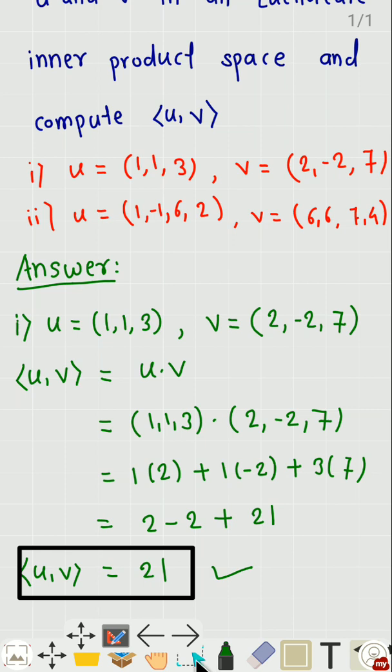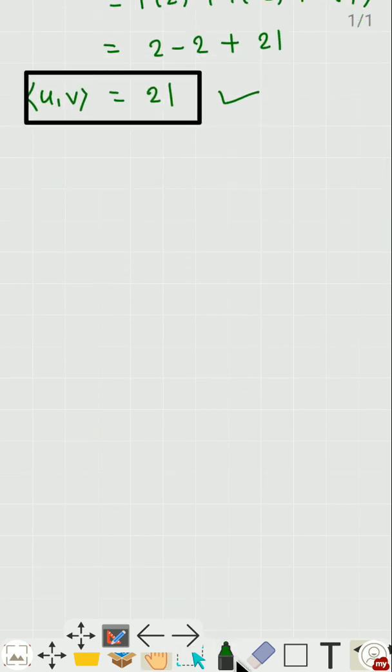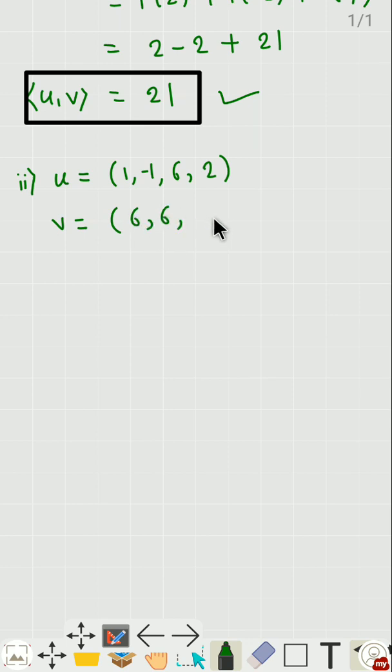Okay, now let us go to the second problem. Vector u is equal to (1, -1, 6, 2), and vector v is (6, 6, 7, 4).